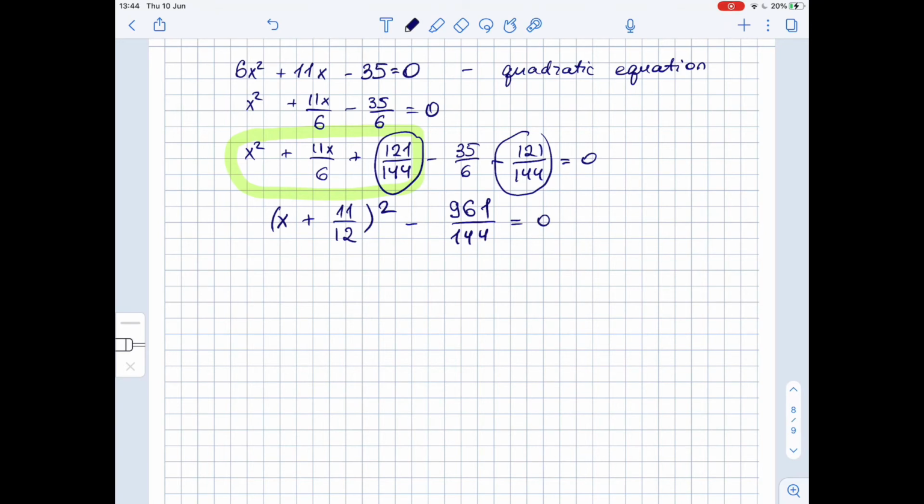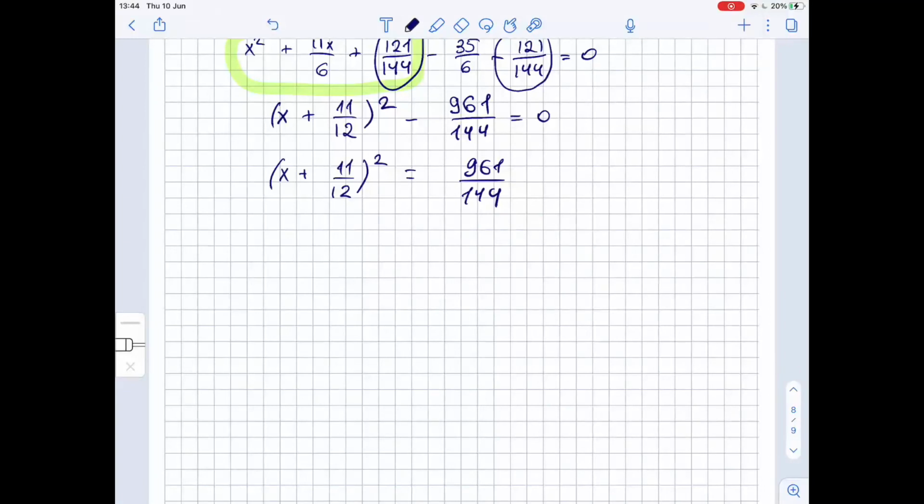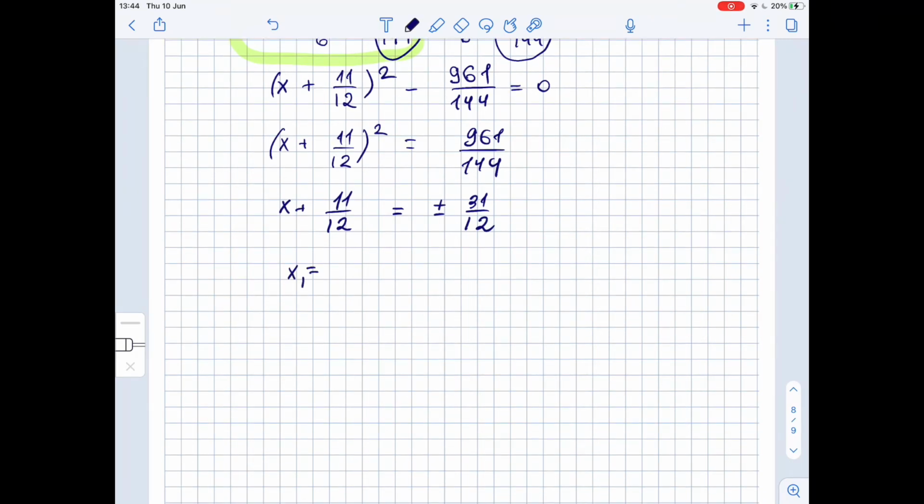Now we will just add 961 over 144 to both sides of our equation. We will get x plus 11 twelfths squared equals 961 over 144. Let's take the square root from both sides. So we have x plus 11 twelfths equals positive or negative 31 twelfths. That means that x1 equals 31 twelfths minus 11 twelfths. So x1 equals 20 twelfths.